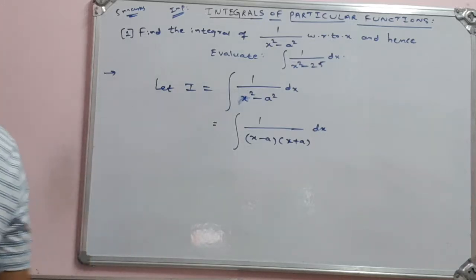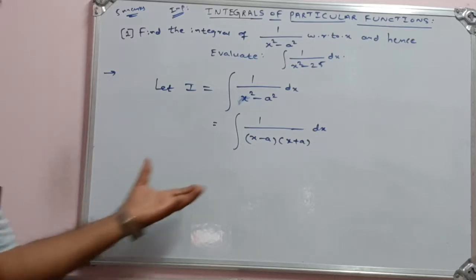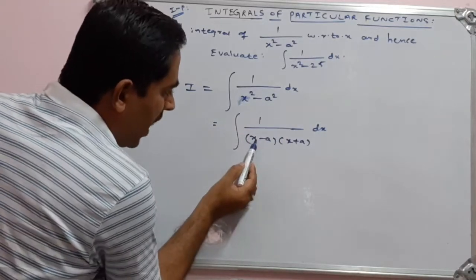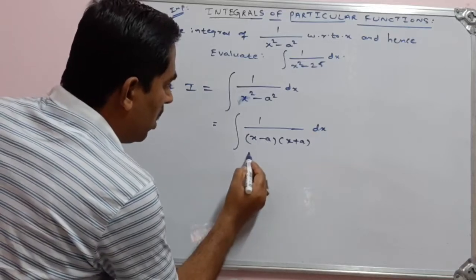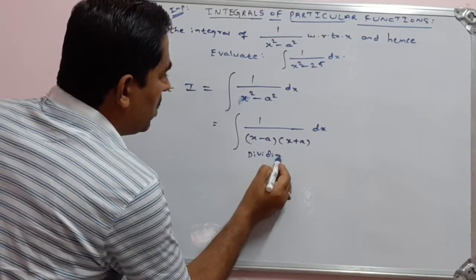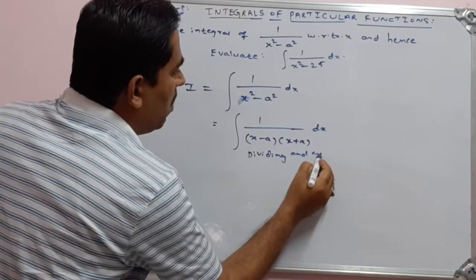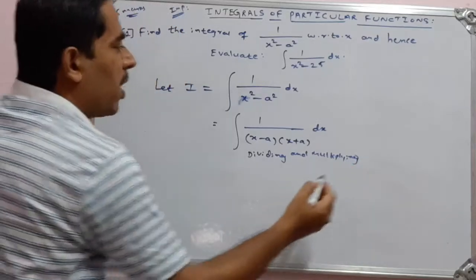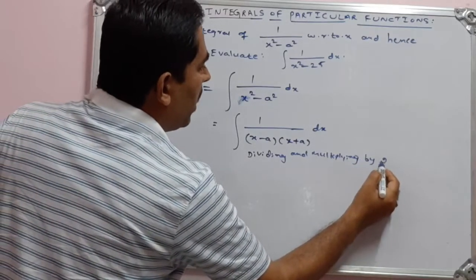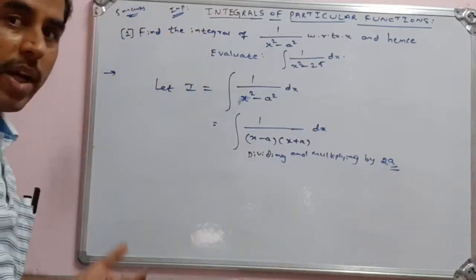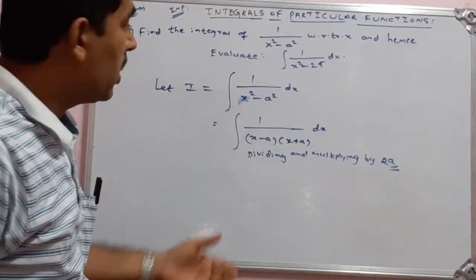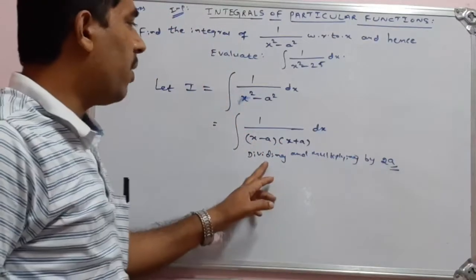Then observe this. The numerator is 1, so it is fixed. In the denominator we had x square minus a square, which I have written as x minus a into x plus a. Then, dividing and multiplying by 2a. This 2a is a constant, so I will divide and multiply both the numerator and denominator by 2a.